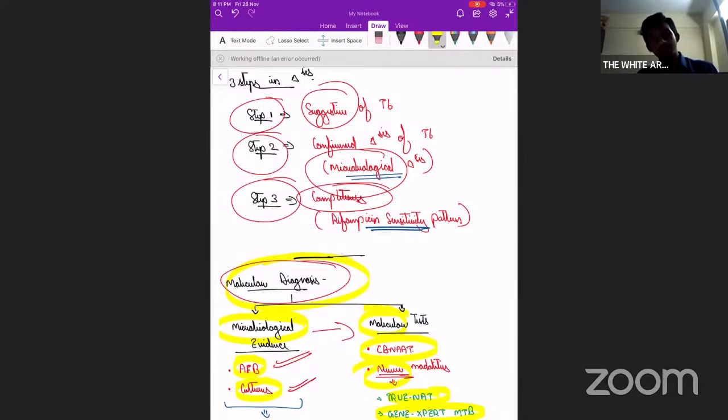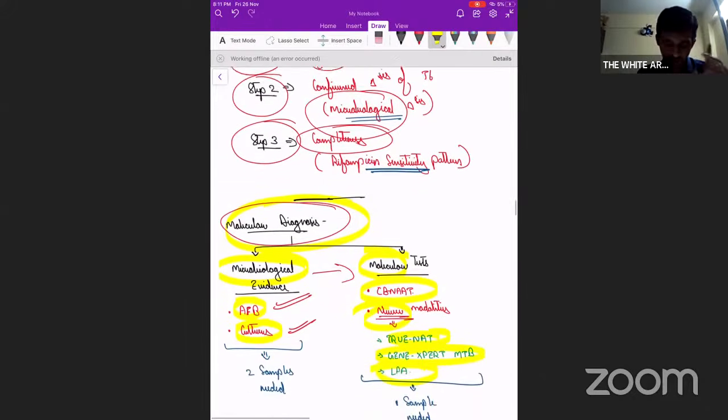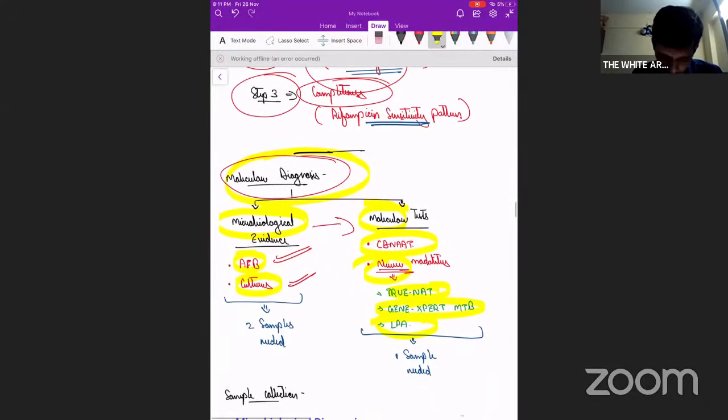This is again a newer change that has come up. For molecular test, just one sample is needed. Now we don't have 2 samples, one at the time and one more as an early morning sample. That concept has been removed. Okay, it is just one single sample. So if we are making the child undergo a molecular test, we'll have to collect only one sample.